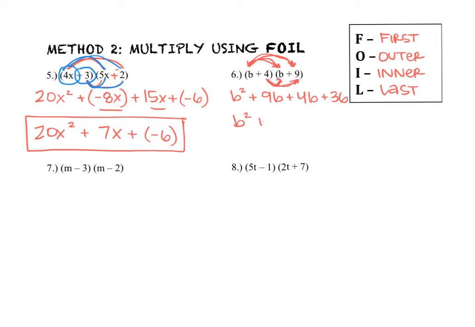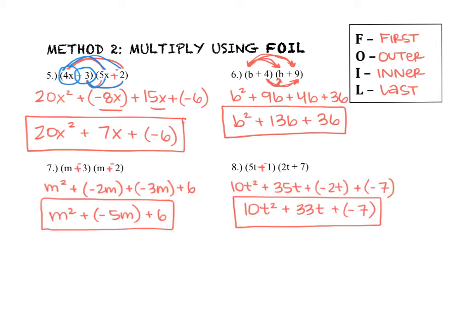Again, my last step is to combine like terms. So I've got b squared, or you could put 1b squared, plus 13b plus 36. All right, why don't you pause the video right now and try number 7 and 8 using this acronym FOIL to help you distribute. All right, go ahead and check your answers with mine. Again, notice you go first, then the outer terms, then the inner terms, and then the last terms, and then combine like terms to get your final answer.